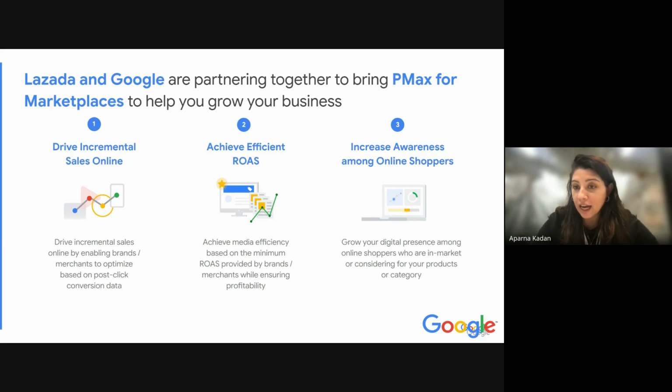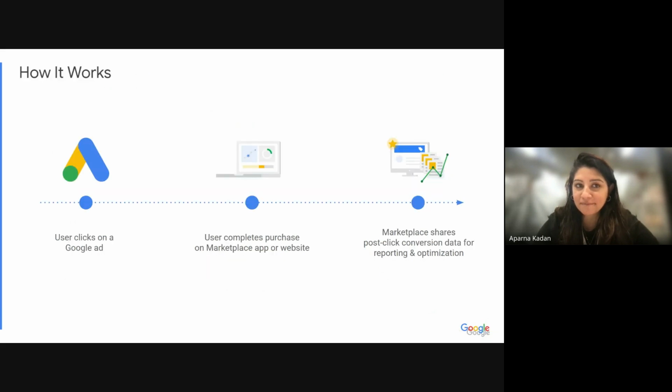So look, most people are now online. You need to grow your digital presence, and they are in market, considering or researching your products or category. Next slide, please. How does it really work? Your user clicks on a Google ad through their search. The user completes the purchase on your marketplace app or website, and then the marketplace will share back the post-click conversion data for further reporting and optimization.